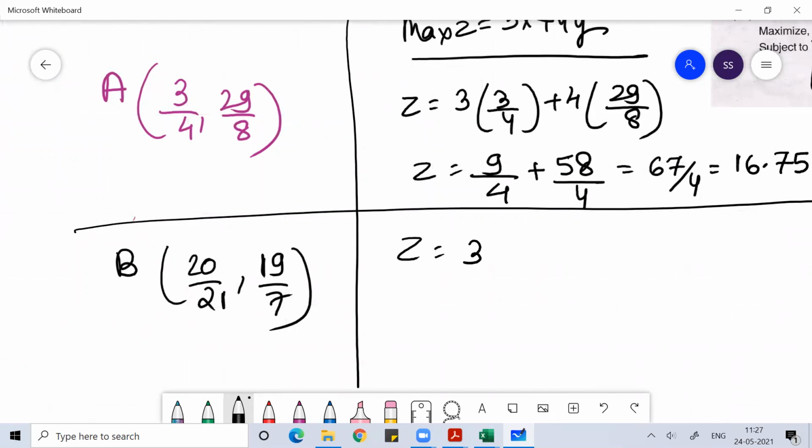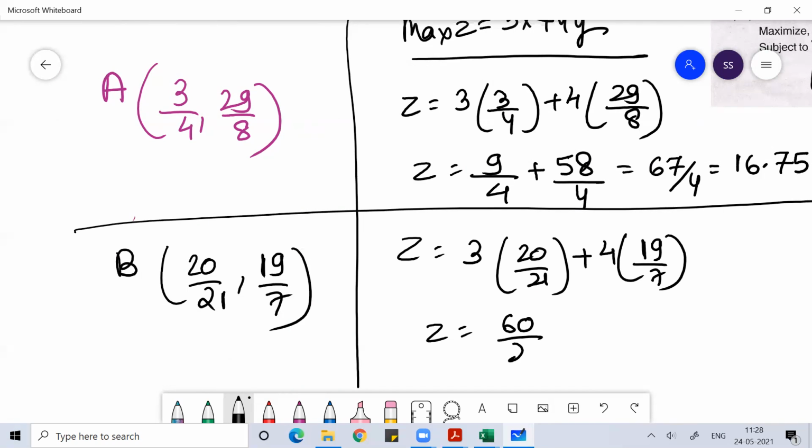So find the Z. Z is equal to 3x, 3 into 20 by 21 plus 4y, 19 by 7. Solve this. So Z is equal to 60 by 21 plus 4 nines are 36, 76 by 7. Then take LCM. So 3 7s are 21, right? This would have been 20 by 7, correct? 7 3s are 21. So this would have been 96 by 7.